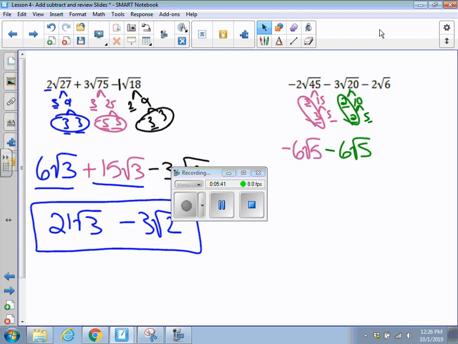And then my last term I have is minus 2 square root of 6. 6 breaks down to 2 and 3, but there's no pairs there. So minus 2 square root of 6 is fully simplified.